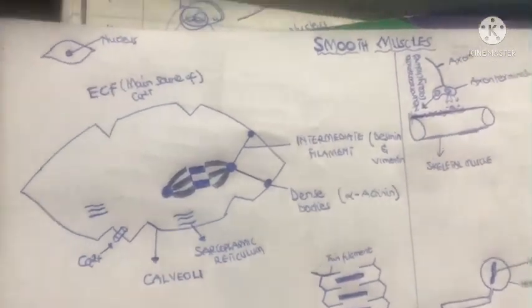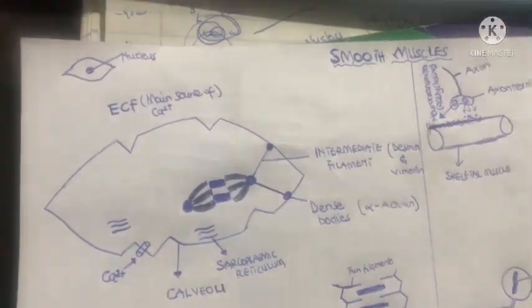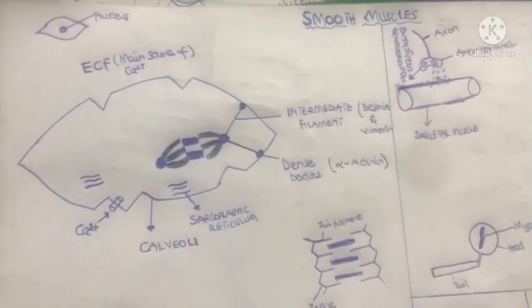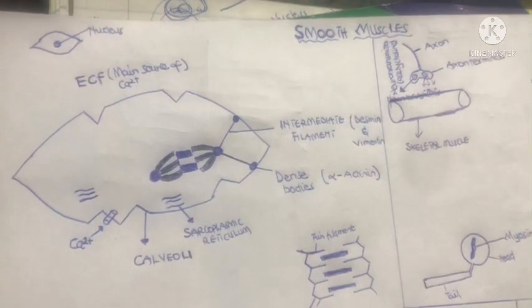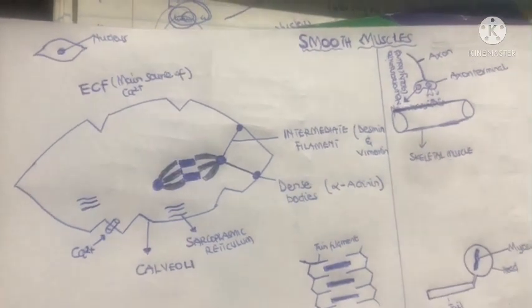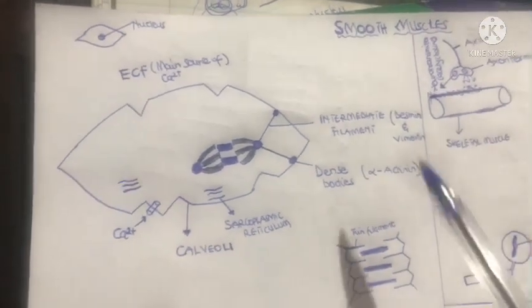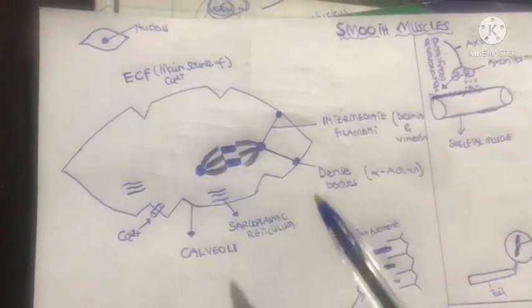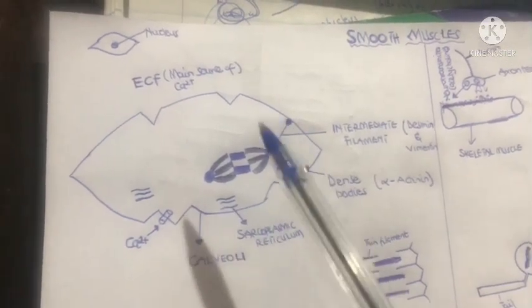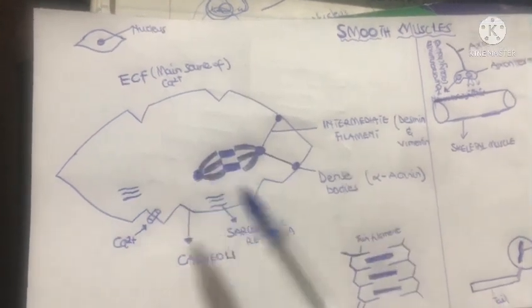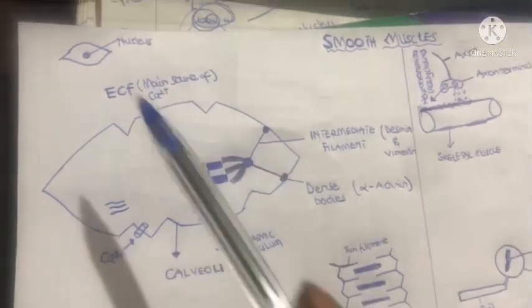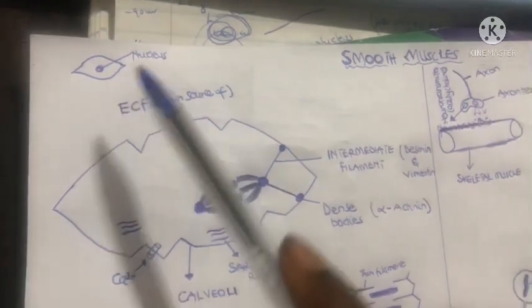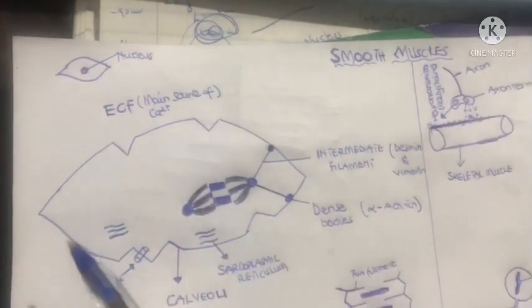So guys, I want us to talk about smooth muscles. These smooth muscles are found in hollow organs inside the body, like the GIT, the stomach, the blood vessels. So let's look at this structure here. This is the structure for the smooth muscle. Looking at it, you can see that it is spindle shaped. The smooth muscles are uninucleated. They have only one nucleus at the center.